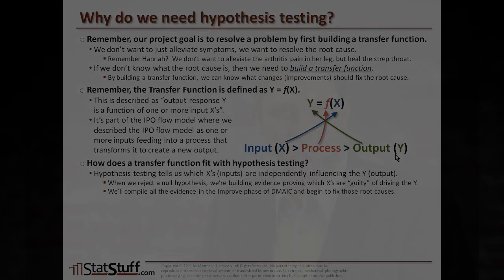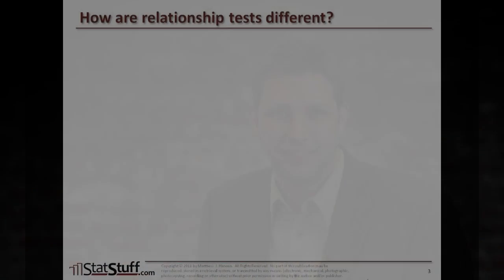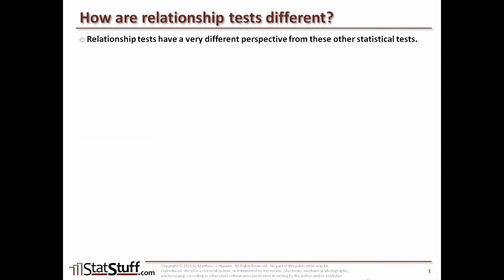Alright, now we'll look again at the familiar chart for finding the right statistical test. But this time I'll show you how relationship types of tests are very different from the different types of tests that we've been looking at so far. Relationship tests are very different when we consider the perspective that they take when they look at statistical tests. The kind of perspective they take really depends on the source of the distribution that we're looking at and what we're trying to test for, that is, whether we're looking at differences or similarities.